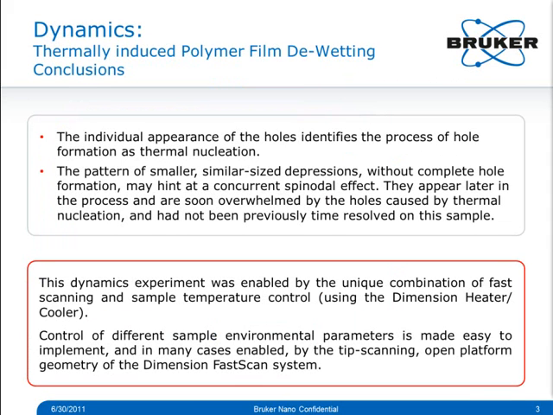Finally, we come to some conclusions. In the top we have the academic conclusions, in the bottom the product conclusions. The individual appearance of the holes identifies the process of hole formation as thermal nucleation. How can we tell? Well, the holes are appearing individually, one at a time. It almost appears like they are bubbling up, and so this is indicative of the thermal nucleation process. It's random.